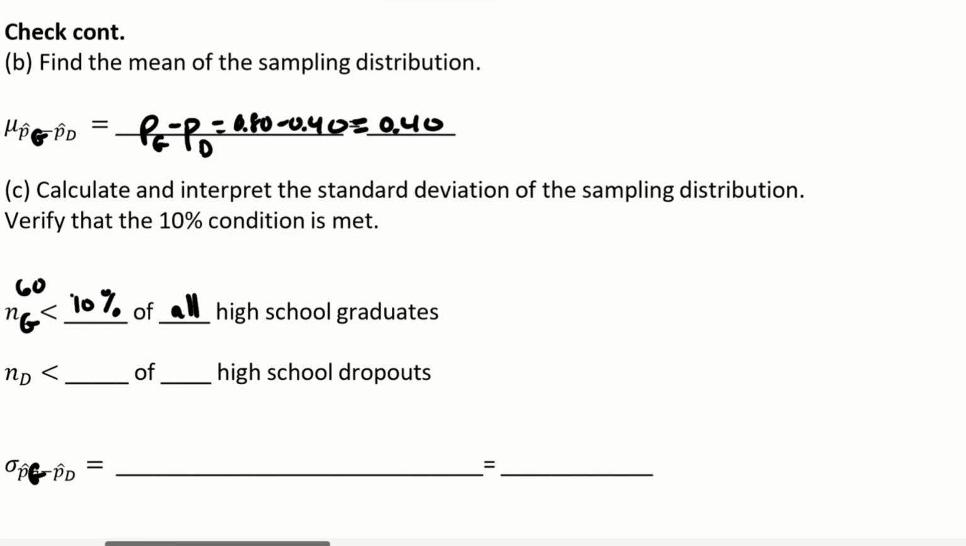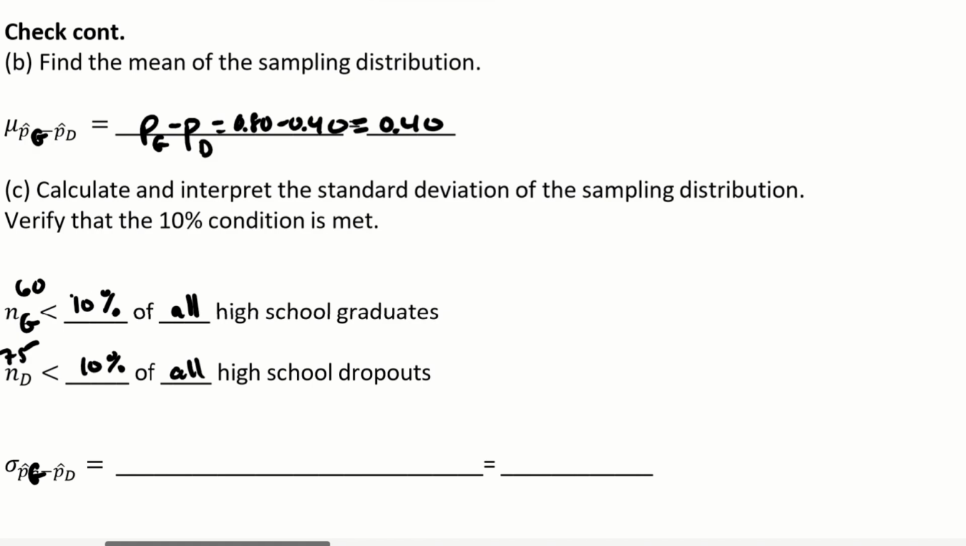And we say the number of dropouts, which was 75 from our sample size, is less than 10% of all high school dropouts. Okay, so those are two reasonable assumptions to make. So check. Therefore, we can proceed.